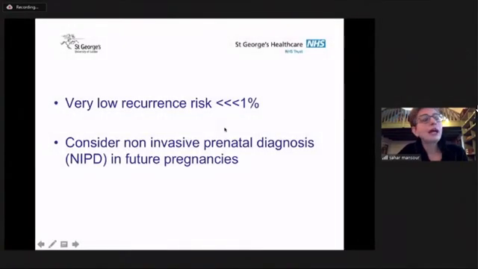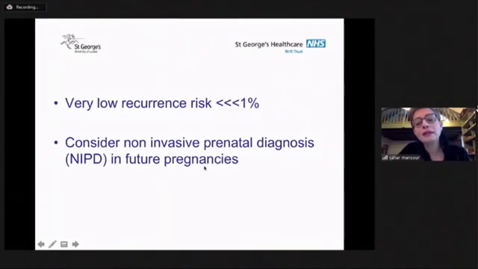If you have a fetus with thanatophoric dysplasia, the recurrence risk, because it's lethal, so it's never inherited, is really, really low. I've looked at the literature. There's no convincing recurrence. So we state a 1 in 1,000 recurrence risk.